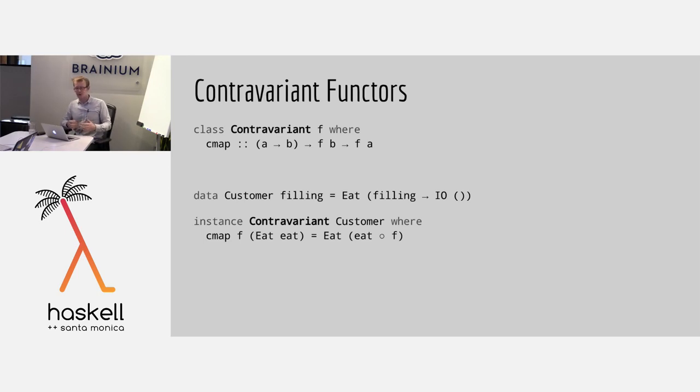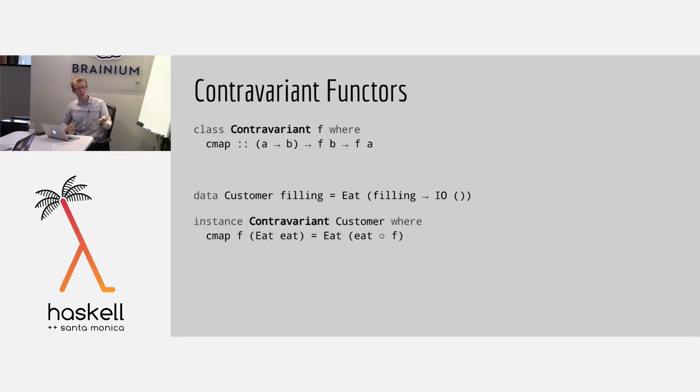A customer, instead of a burrito where we're wrapping up a burrito, now we're wrapping up a filling. Now we're taking the filling and we're doing something to it, right? We're going to have this eating action. So if I can take this filling and eat the filling, then the customer type constructor is now contravariant, okay?